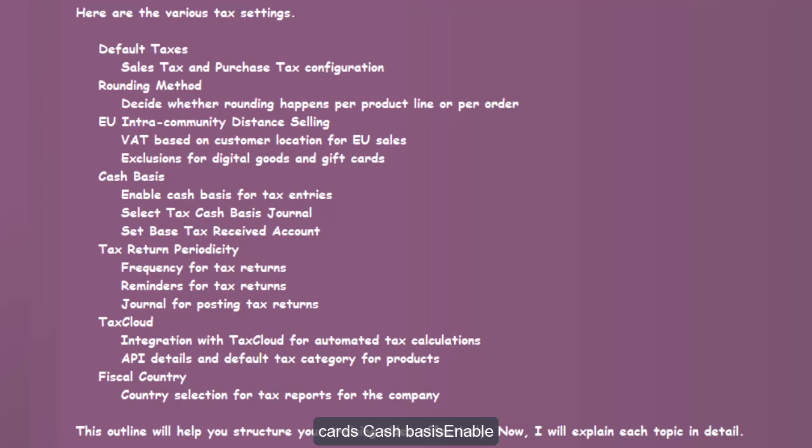Cash basis. Enable cash basis for tax entries. Select tax cash basis journal. Set base tax received account. Tax return periodicity. Frequency for tax returns. Reminders for tax returns. Journal for posting tax returns. TaxCloud. Integration with TaxCloud for automated tax calculations. API details and default tax category for products. Fiscal country. Country selection for tax reports for the company.